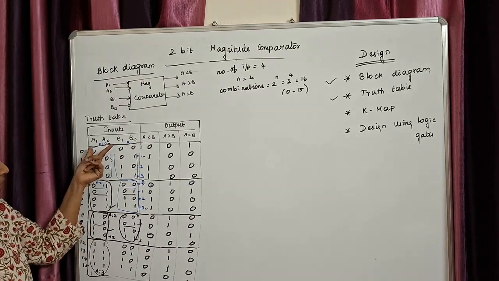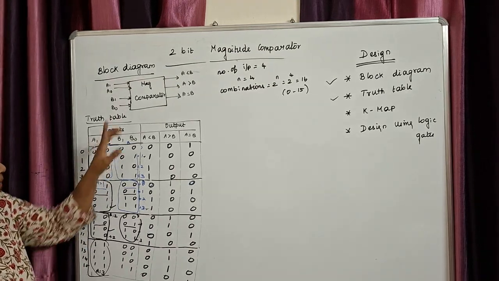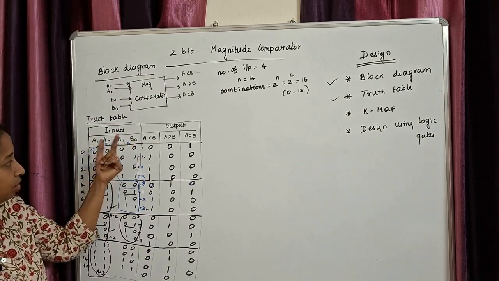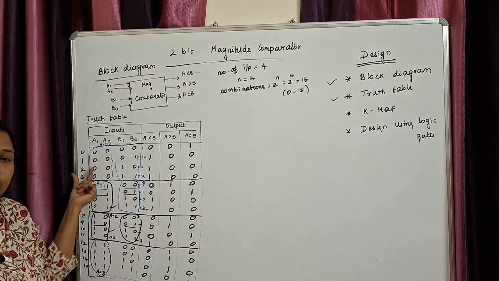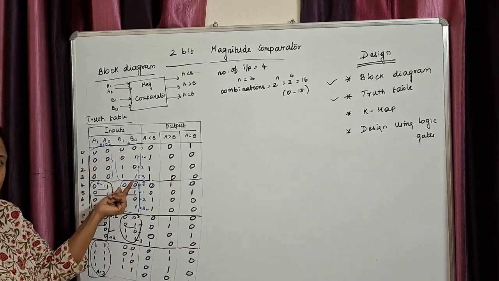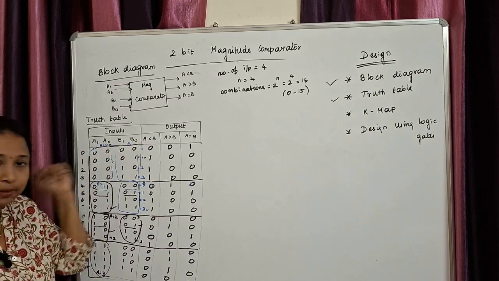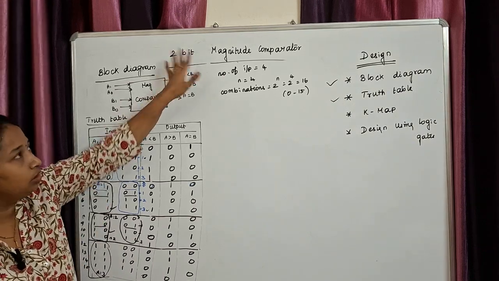Now, after that, why is it called 2-bit? Because A1, A0, this is one 2-bit and B1 and B0, this is another combination for 2-bit. You are going to do a comparison between 2 bits. Right? You are going to do a comparison between this particular 2-bit and this particular 2-bit. Clear? That is why it is called a 2-bit comparison.